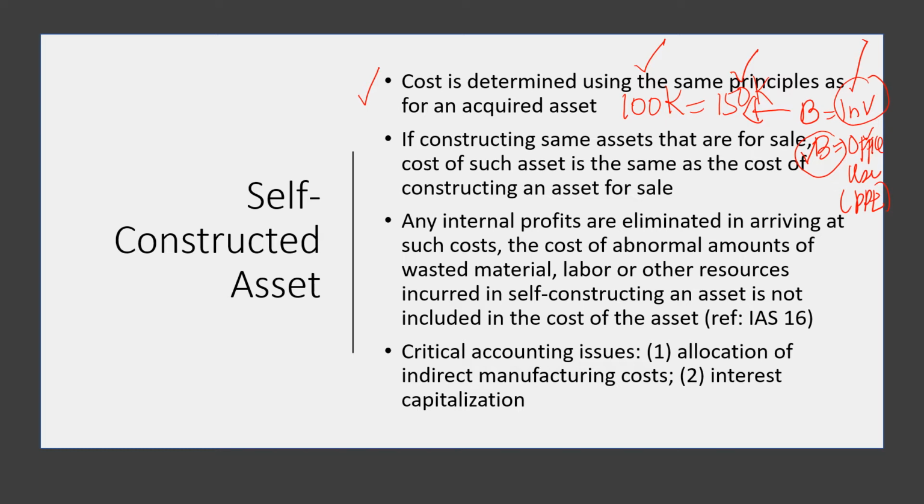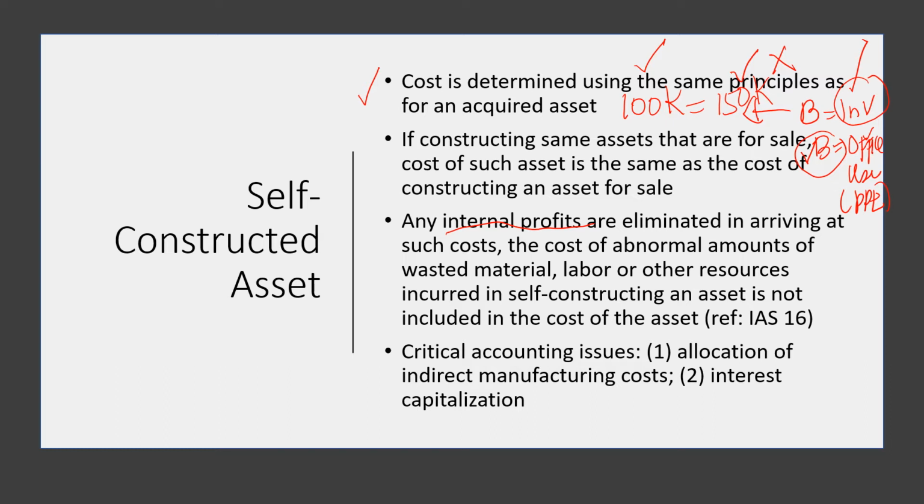So, ang rule, kung ano yung cost ng inventory, kung paano mo determine cost ng inventory, most probably, ganun din yung magiging cost nung kinonstruct mo for your own. So, ibig sabihin, i-eliminate o hindi kasama dun sa magiging cost ng PPE mo yung markup. So, hindi dapat itong 150,000. Dapat 100,000 lang din. Kasi pag nag-construct ka ng asset for sale, 100,000 lang ang cost sa'yo. So, hindi pwedeng isama mo yung markup. Kaya sabi niya, any internal profits are eliminated in arriving at such cost. So, hindi pwedeng yung 150,000.